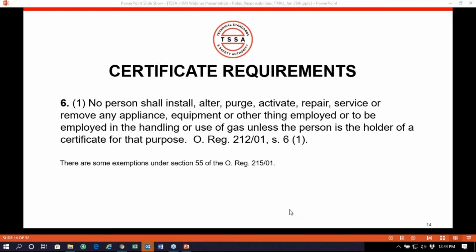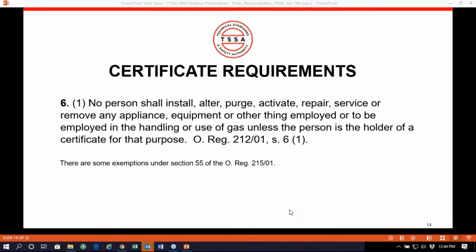Certificate requirements. No person shall install, alter, purge, activate, repair, service, or remove any appliance, equipment, or other thing employed or to be employed in the handling or use of gas unless the person is the holder of a certificate for the purpose. And so what that means is if you're working on equipment such as small domestic furnaces and water heaters, it's probably sufficient for you to have a G2 certificate. But if you're getting into the larger, over 400,000, into the larger commercial industrial, then you're going to be required to have a G1.